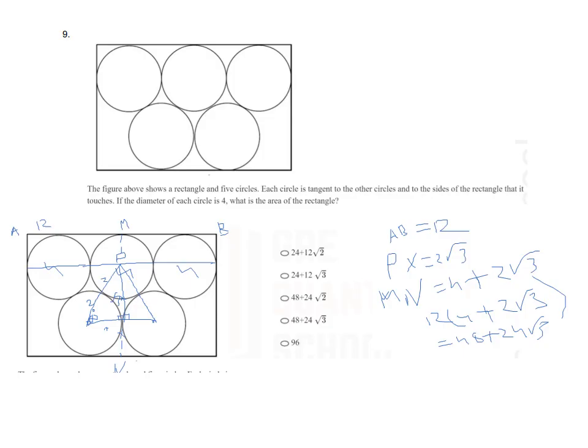Notice that if the height of the triangle is 2 root 3, then if we draw another triangle that is just opposite, a mirror reflection, then the height will also be 2 root 3. So MN equal to 4 plus 2 root 3. Now just multiply the length and width, that is 12 multiplied by 4 plus 2 root 3. So we get our answer, that is option D, 48 plus 24 root 3.